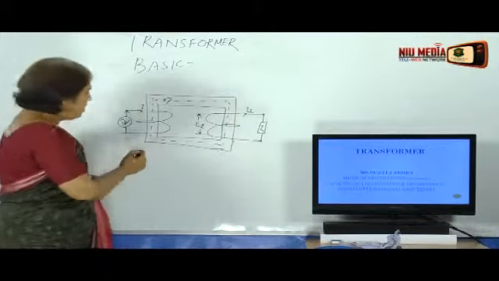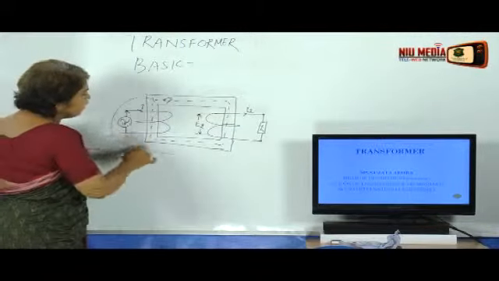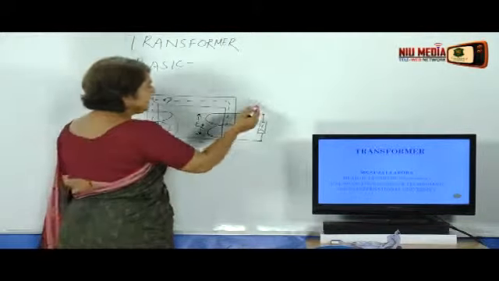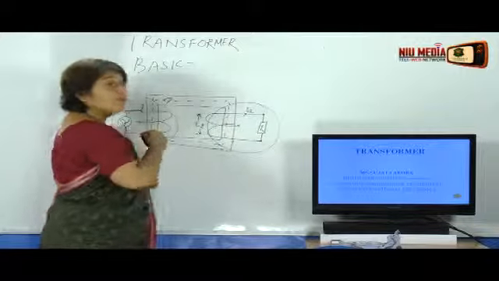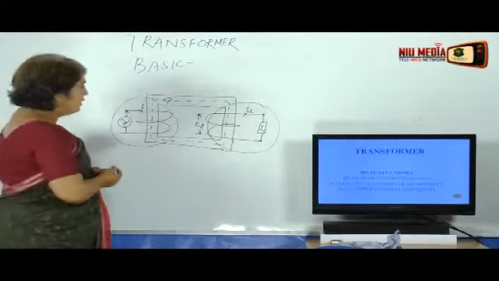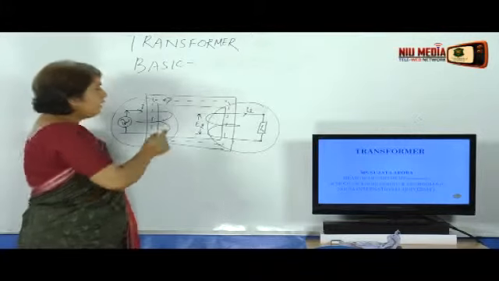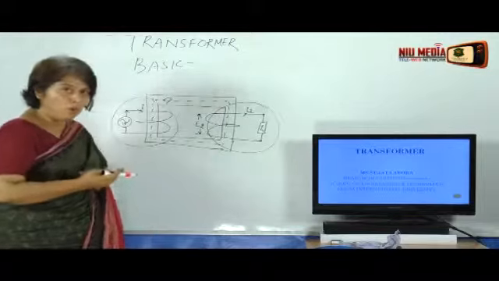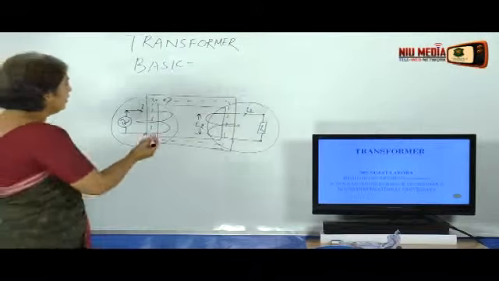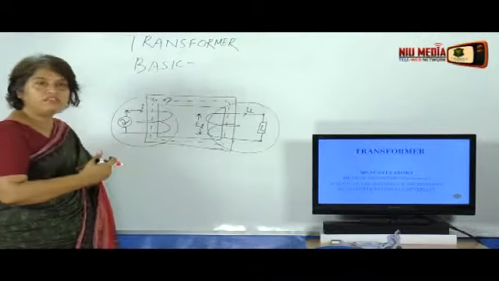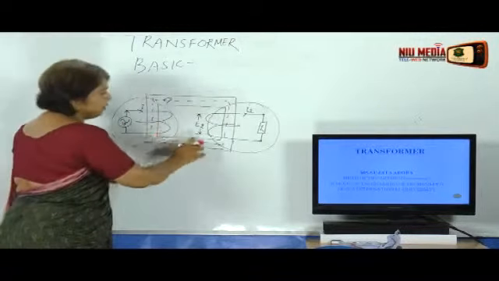This is how energy is transferred from the primary side to the secondary side without any actual contact. That is why it is called an electromagnetic device, where there is no direct connection between the primary circuit and the secondary circuit, but the energy is transferred through a former.